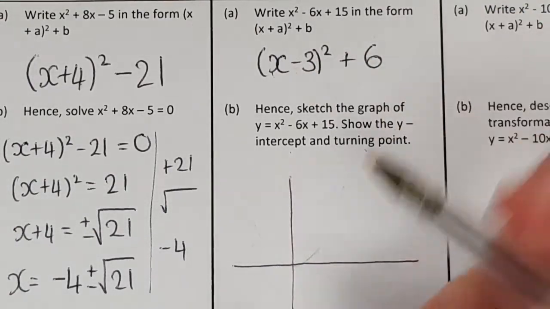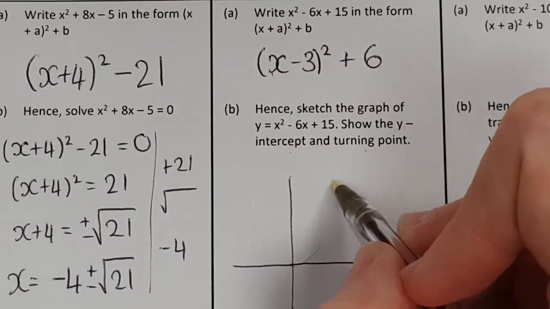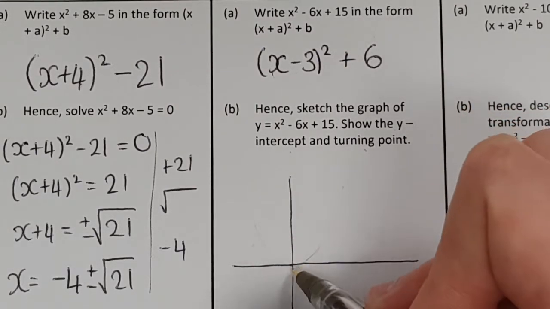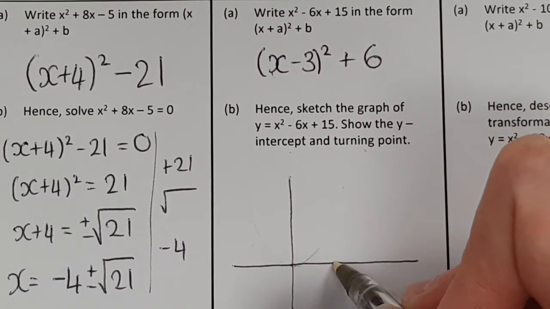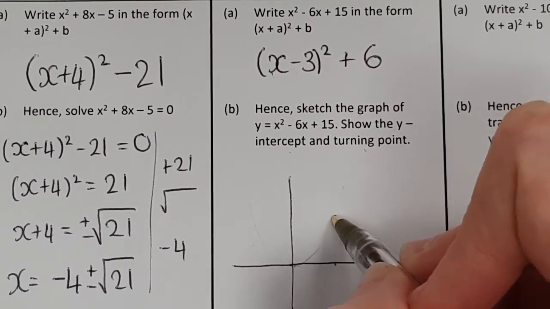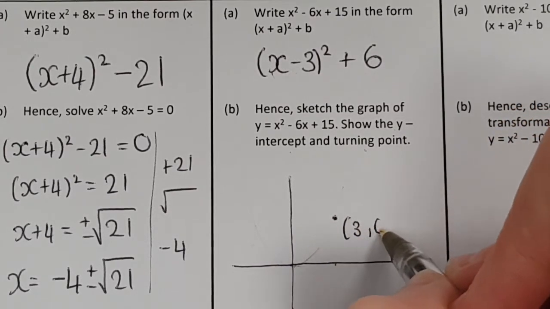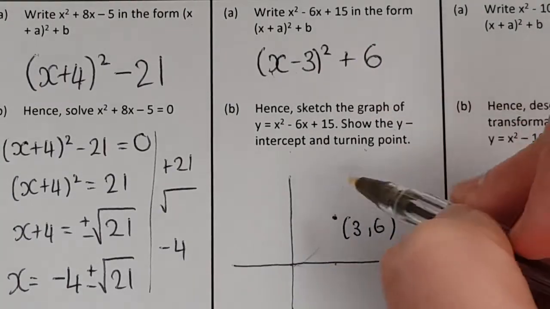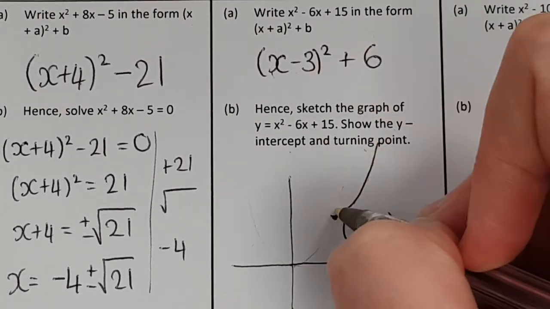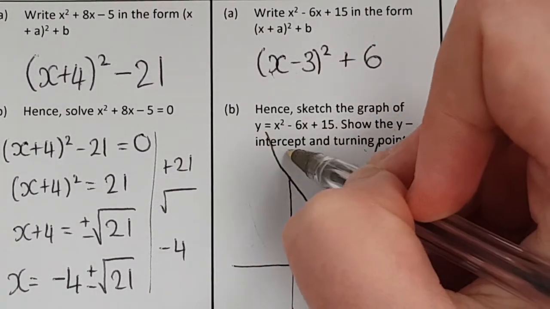So the minus 3 is going to move the bottom of the curve from sitting on 0, 0, since it's an x squared graph. It's going to move it across 3 and then up 6. So I know the bottom point of my curve is going to be the coordinate 3, 6. I know it's a positive x squared graph, so it's going to be a smiley face graph.